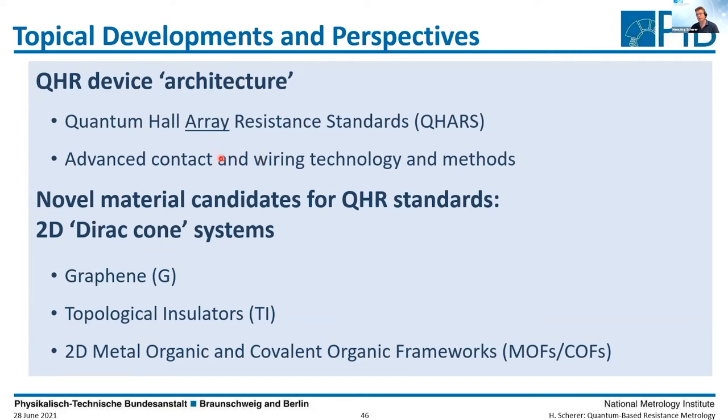The first topic I want to address is the so-called quantum Hall array resistance standard, so arrays from quantum Hall effect devices, and then also new concepts for contact and wiring. And then in the second part of this subpart, I will speak about novel material candidates, which are the two-dimensional Dirac cone systems like graphene, topological insulators, or also 2D metallic organic and covalent organic frameworks.